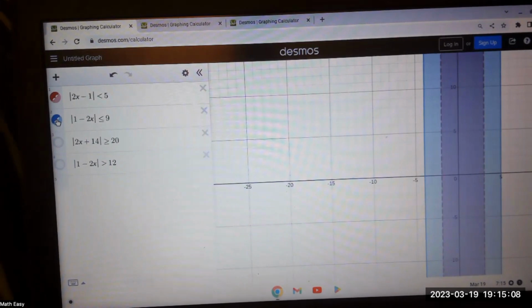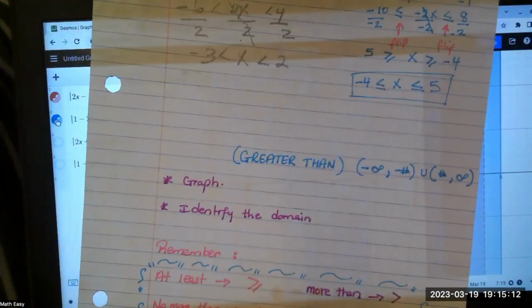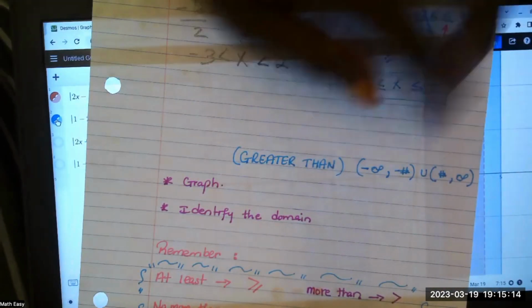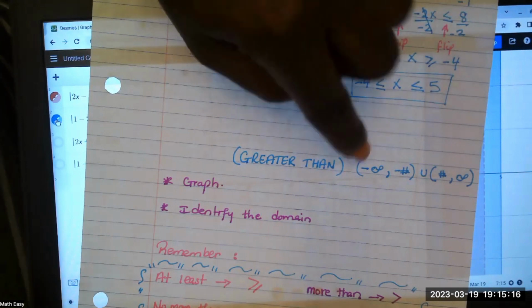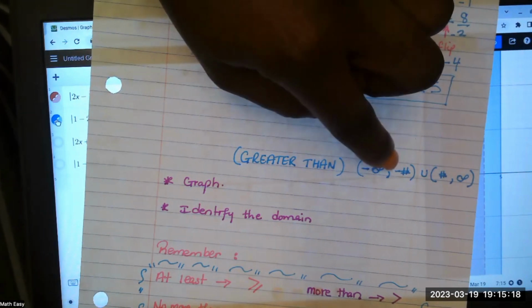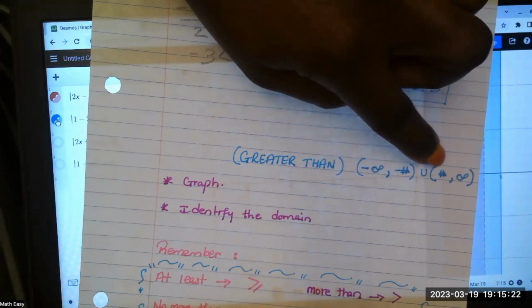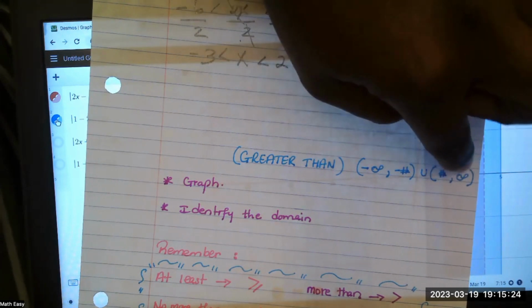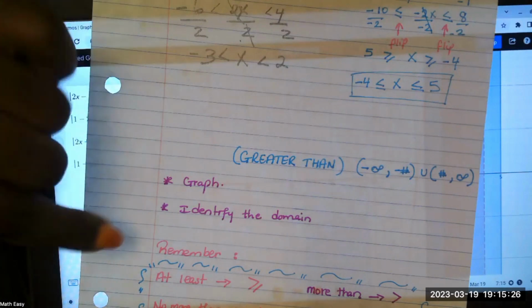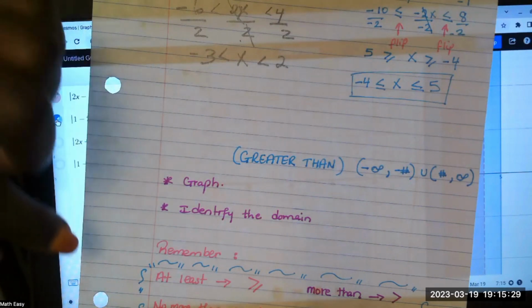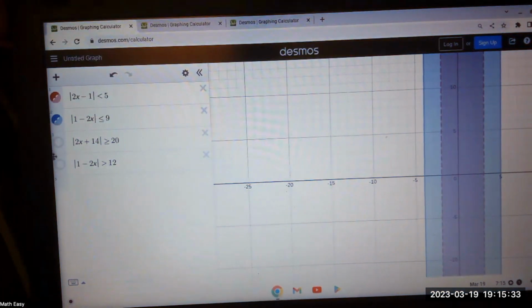The other thing is greater than, and something to note is that when you do greater than, you have two sets of numbers. You have -infinity, comma, that negative number, union, the number, comma, infinity. So you graph and then you just identify the domain. So let's look at these two here.